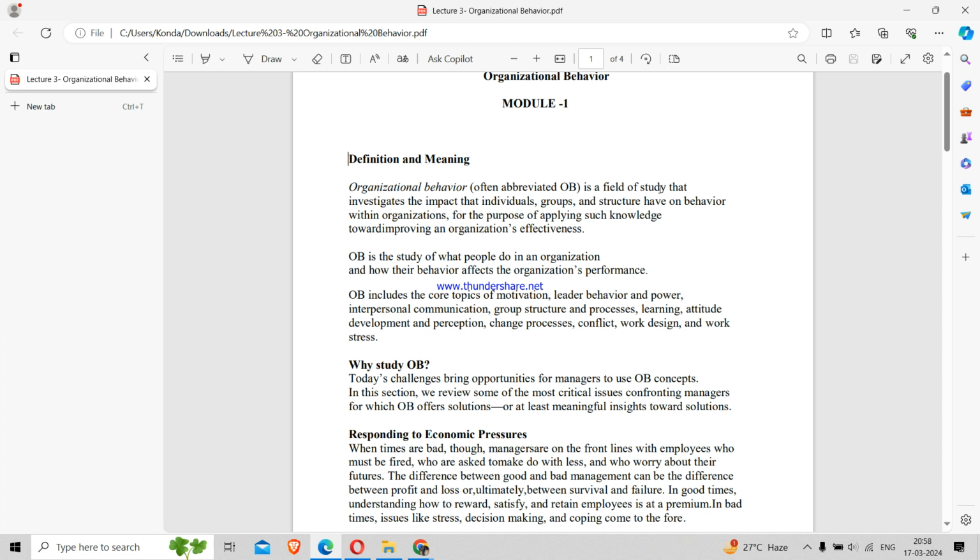It is the field of study that investigates the impact that individuals, groups and structure have on behavior within organization for the purpose of applying such knowledge towards improving an organization's effectiveness. So it is the study of what people do in an organization and how their behavior affects the total performance of that particular organization.